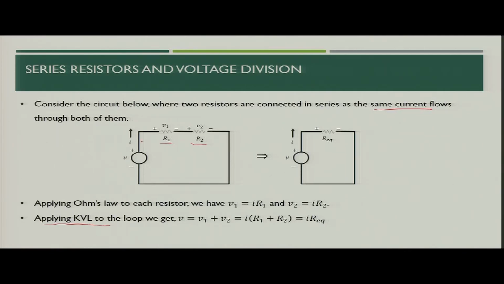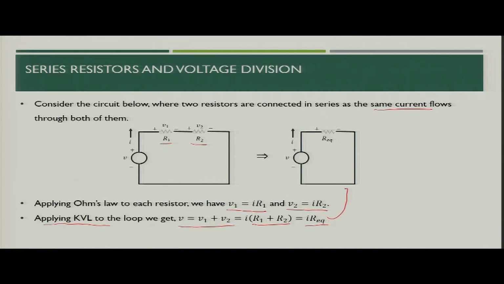Now, the current is the same. So the voltage drop across resistor R1 can be written as V1 equals I R1, and similarly the voltage drop across resistor R2 would be I R2. So, from Kirchhoff's voltage law you can write V is nothing but V1 plus V2. Since current is common, you can take the current out and you will get I times R1 plus R2, which is nothing but I R equivalent.